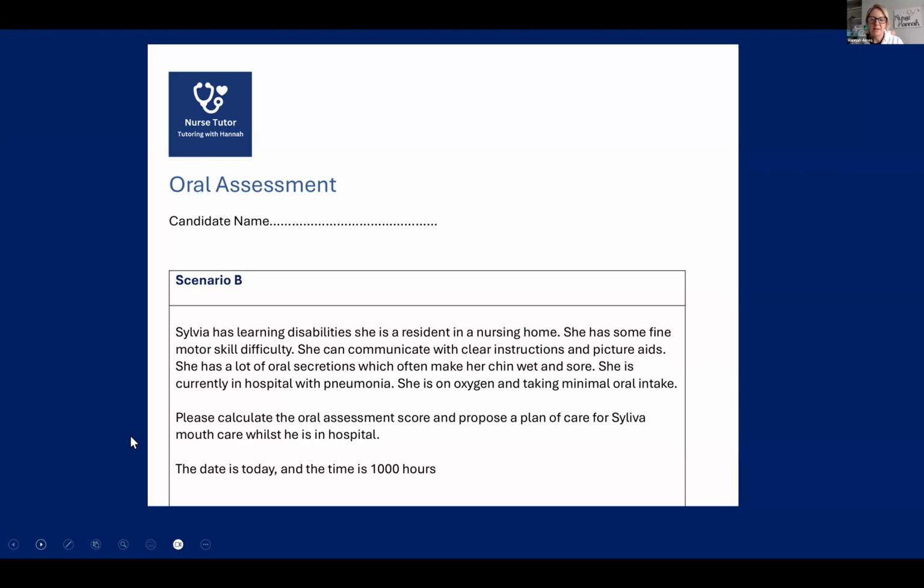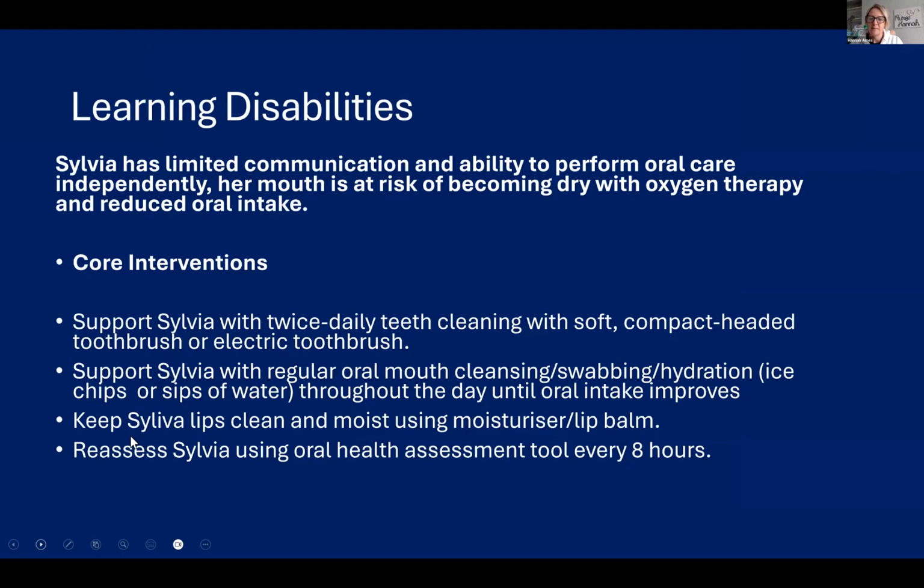Okay, so what's going on with this scenario? So firstly, Sylvia has some limited communication and ability to perform oral care independently. So we're thinking about communication aids here. Her mouth is at risk of becoming dry whilst in hospital with the oxygen therapy and reduced oral intake. She's also got a lot of oral secretions, so this could make her chin sore as well.